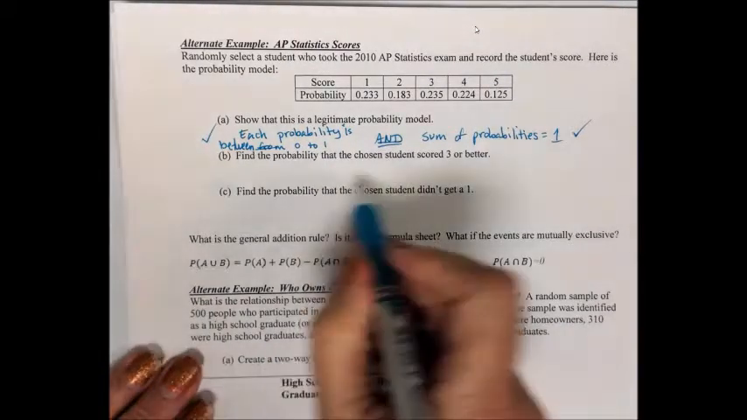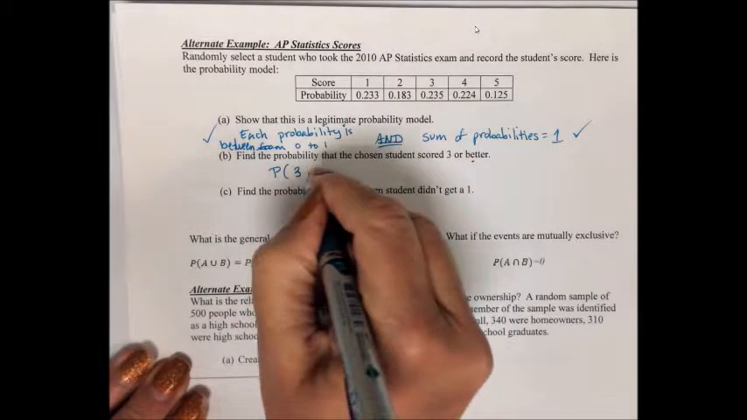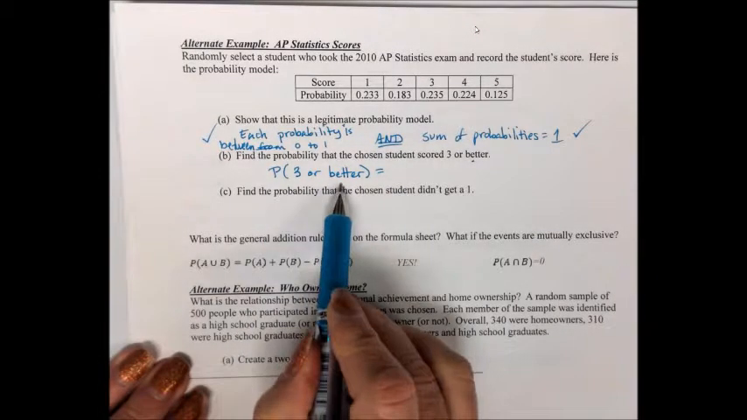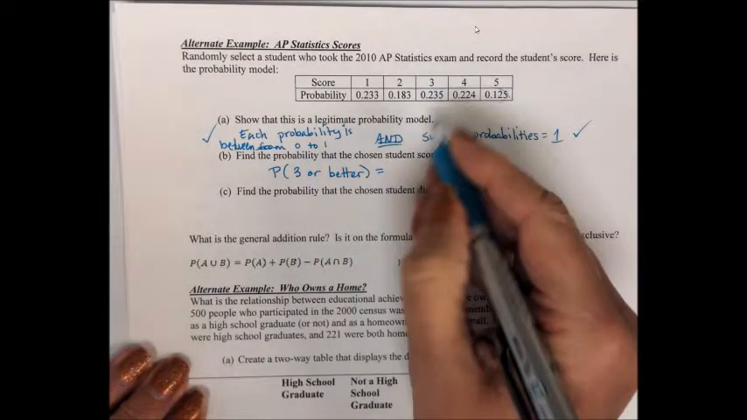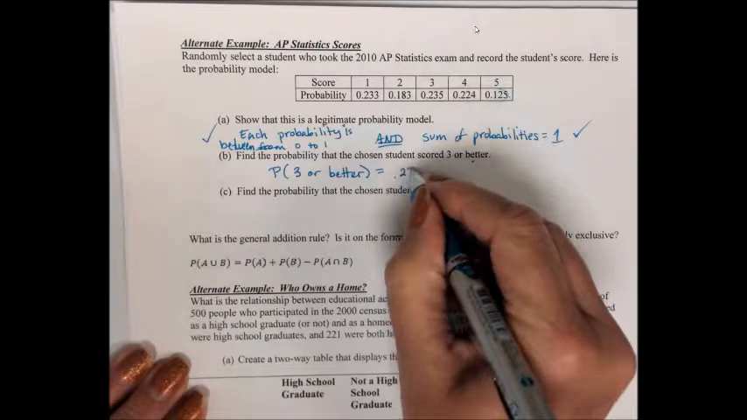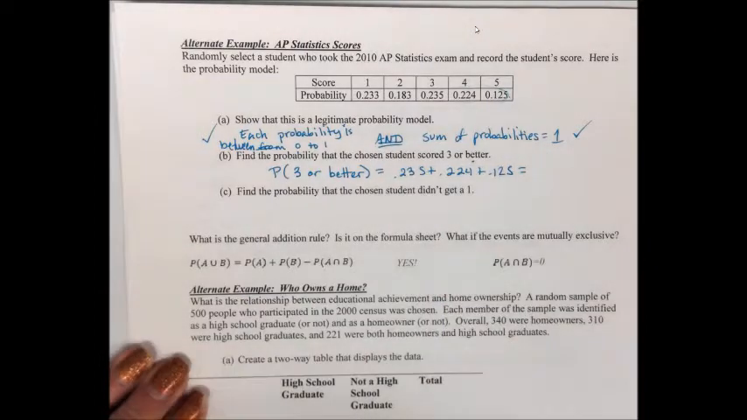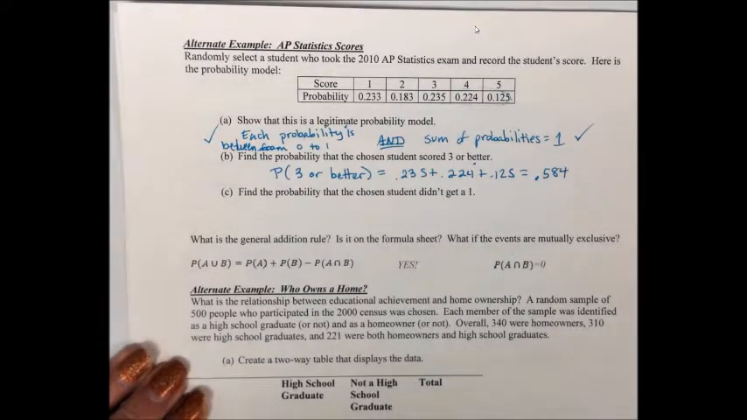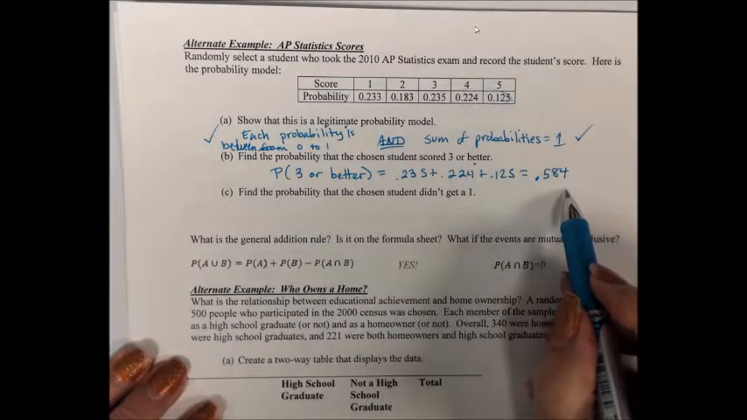Okay, so find the probability that a student scored 3 or better. So probability 3 or better. Get in the habit of writing out the probability and writing out the event. The probability of 3 or better is this group right here. Again, show the work. Show what you're adding, even though you're going to plug it in the calculator. If you add that up, you're going to get 0.584. So about 58.4% of all students that took it scored a 3 or better on the AP exam that year.